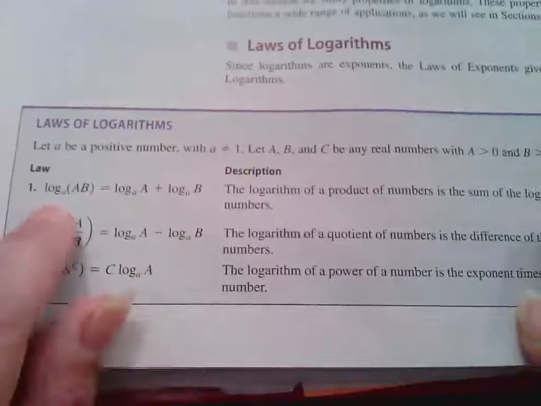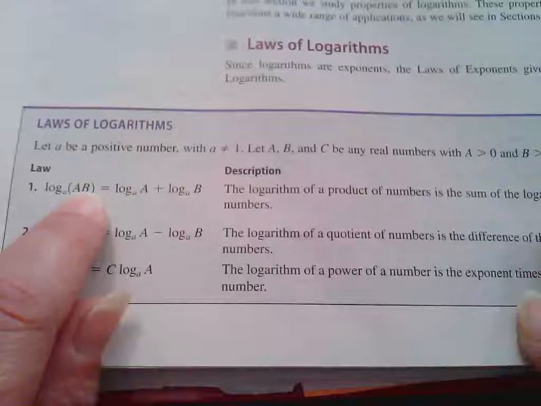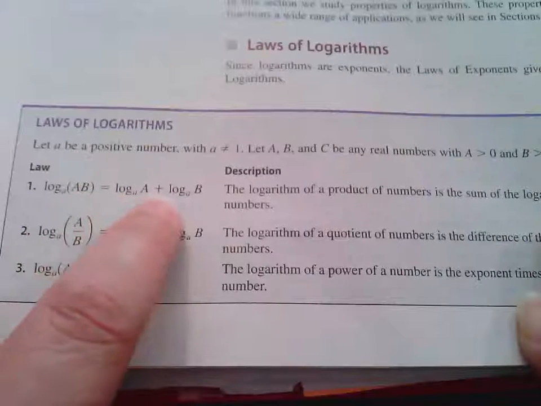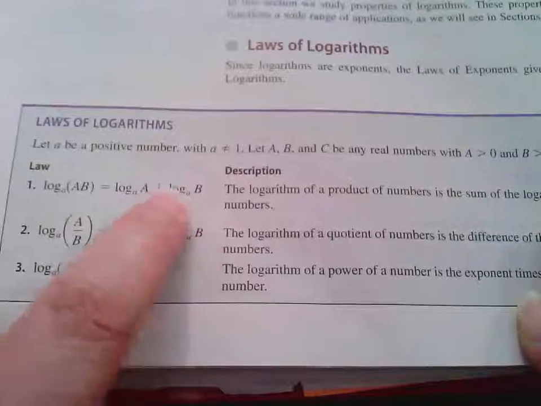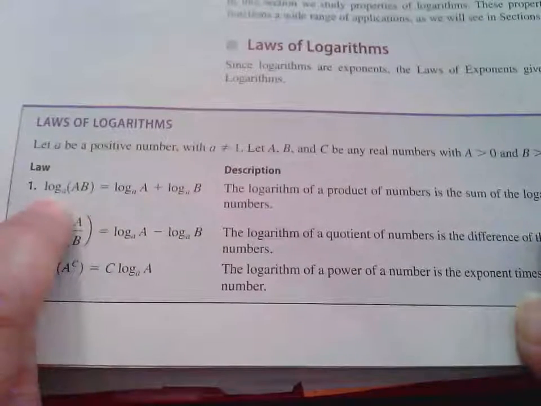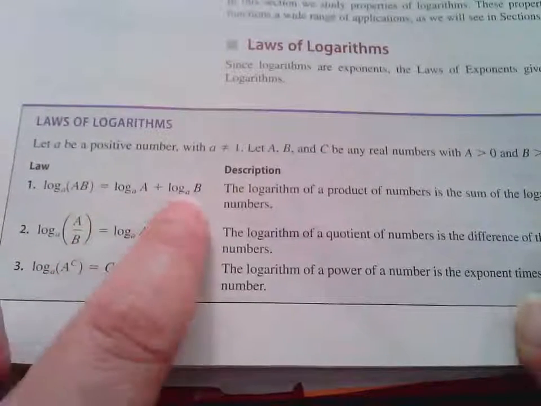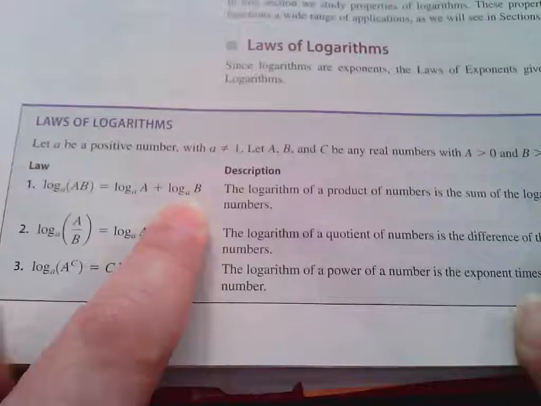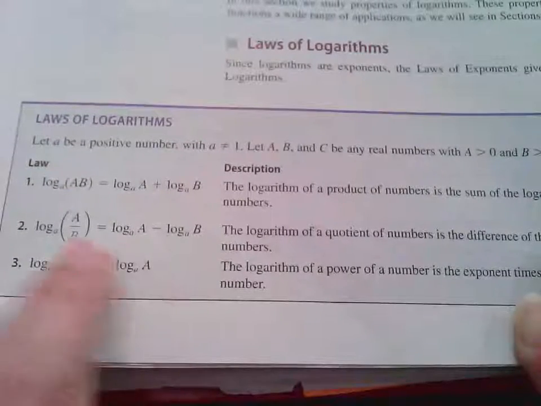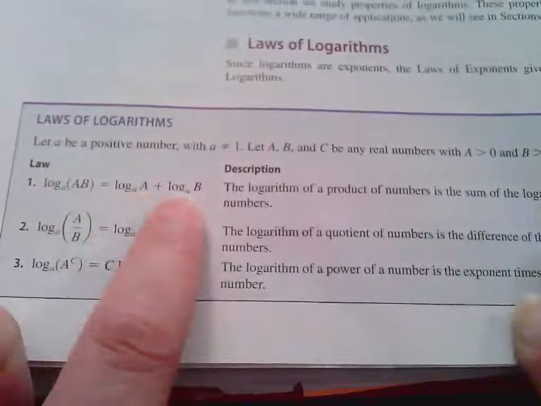So, log base A of A times B is log base A of A plus log base A of B. So these two things are interchangeable, okay? If I have a product of two numbers, that's the same thing as doing the log of their sums, okay? All right. Notice here the log is written one time, here it's written on both of them.